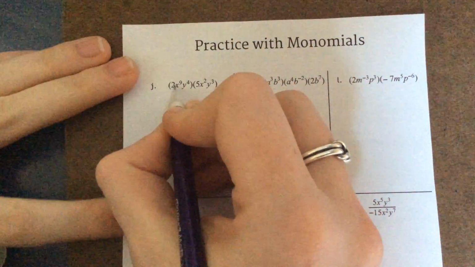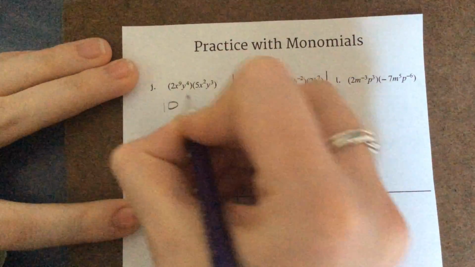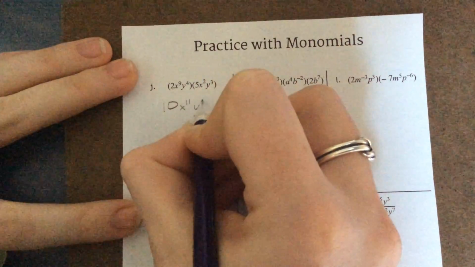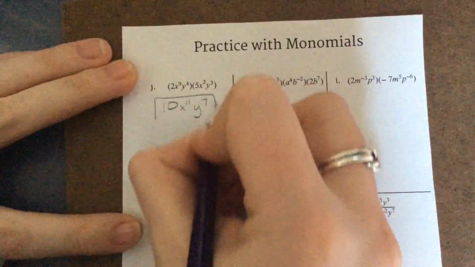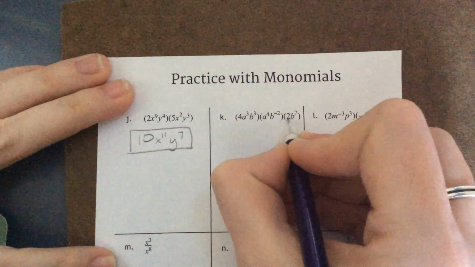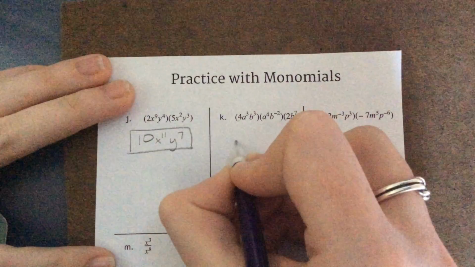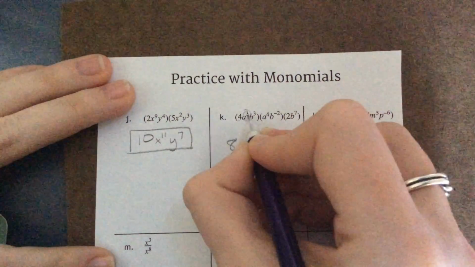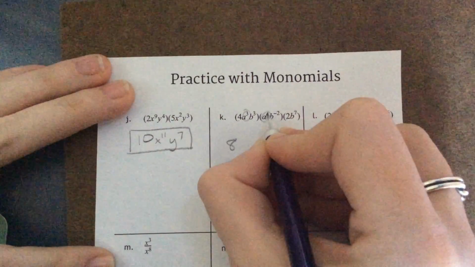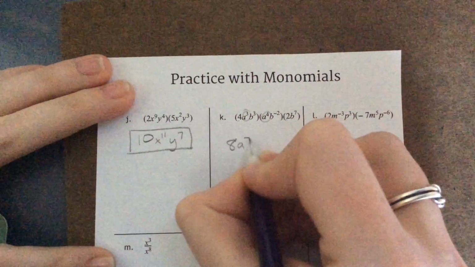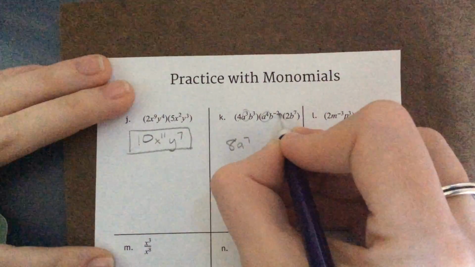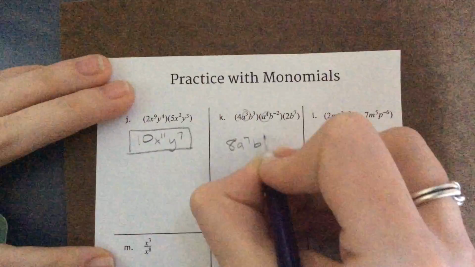Here we're multiplying, so we got 2 times 5 is 10. You add the exponents, so you get x to the 11th, y to the 7th. Here, you multiply all the coefficients, so 4 times 2 is 8. We're adding exponents, so 3 plus 4, so that's a to the 7th. And then on b, you have 3, a negative 2, so 3 plus negative 2 is 1. Plus 7 is 8.